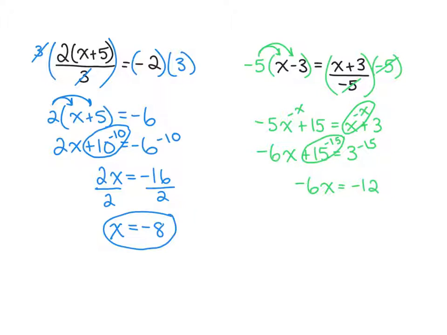And then finally, I want to break these two up, and they're being multiplied right now, so I've got to divide both sides by negative 6, because I know those will just equal 1, so I'll get 1x is equal to 2.